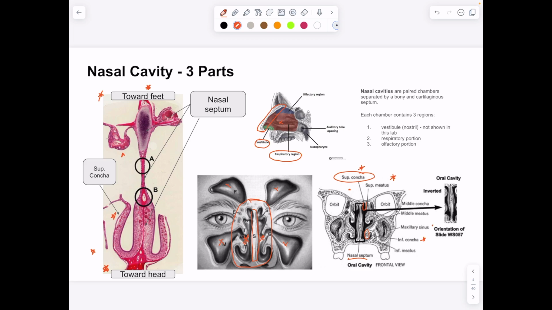And then finally, we mentioned there's three regions to each chamber. We said vestibule, the nostril, the respiratory portion, which has our sinuses and respiratory epithelium. And then we have our olfactory portion, which is the very top here, which is going to have our olfactory nerves, which will go through a plate right here into the olfactory bulb, which is connected to the brain. All right, so again, this slide right here is from this cross-section of the nasal cavity.